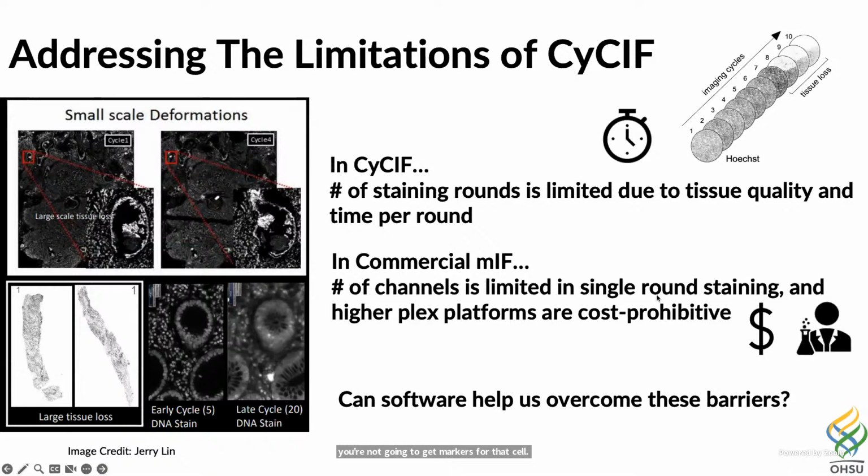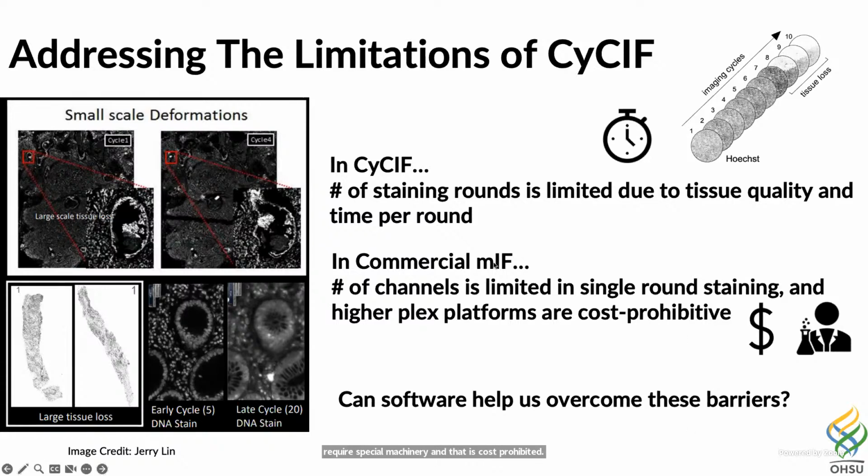In commercial multiplex imaging systems that are more commonly used, the number of channels is limited because you can only do single round staining. And so you can only do about 6 or 7 markers in that setting. If you wanted a higher plex system, like Rareside Orion, it can do 17 or 18 markers per round, but those require special machinery, and that is cost prohibitive.